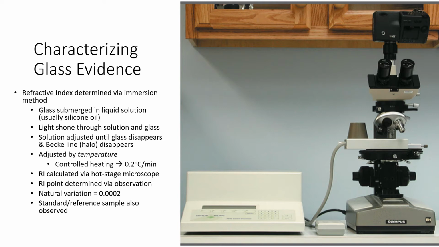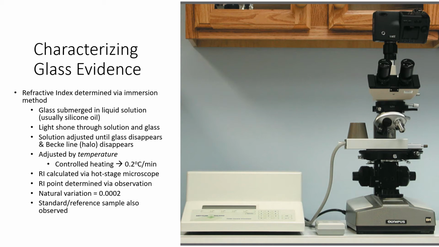When you adjust the temperature at a very slow, constant rate, and you examine an image of it through the microscope, that image is going to be transmitted over here to this microscope, you can look and see when that Beck line disappears. When the Beck line disappears, you know that the refractive index of the silicone oil and the refractive index of the glass have matched, and you can then assign a refractive index to that piece of glass and use the refractive index to characterize what that glass was actually made of.